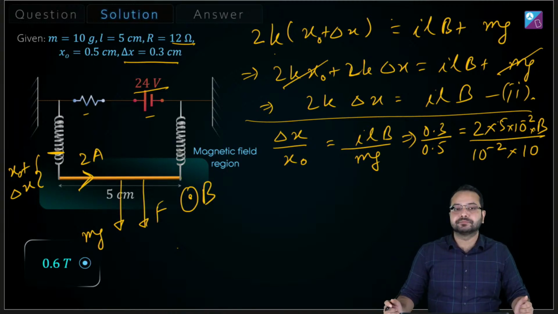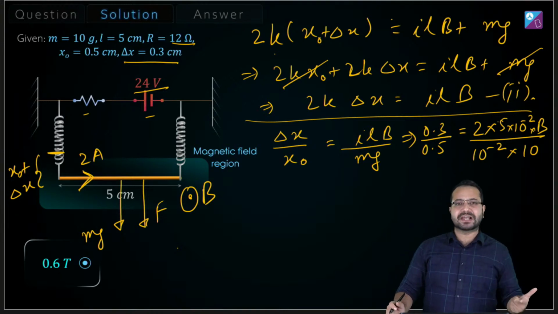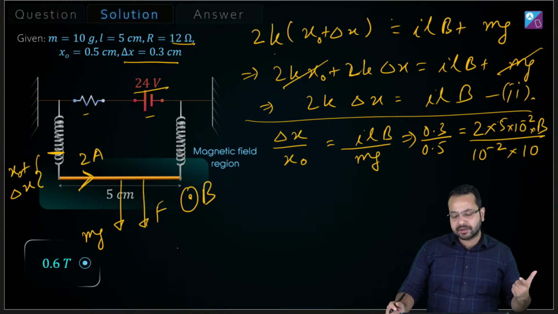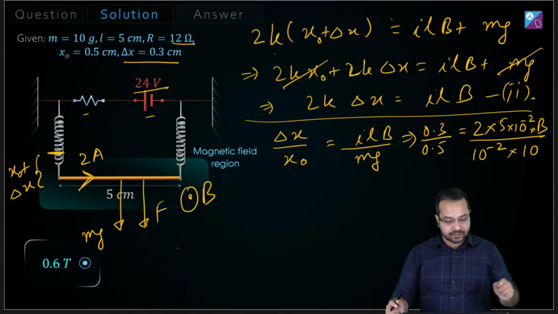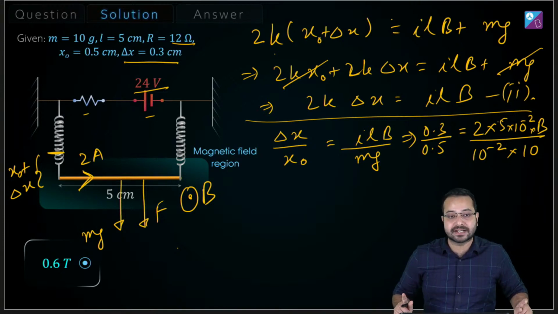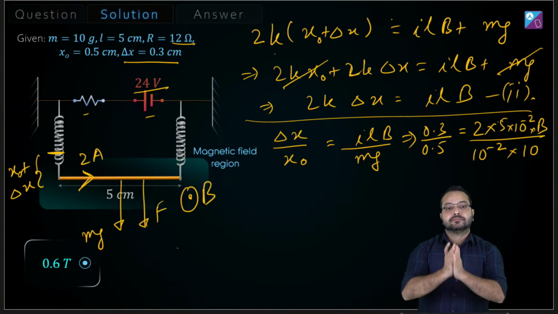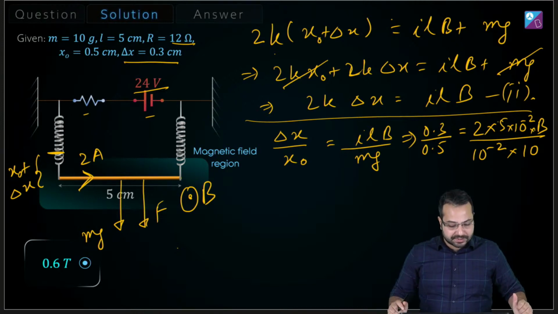Is that clear? Okay. So we calculated the first equation from the first equilibrium condition. We calculated the second equation from the second equilibrium condition. We divided the equations and then we found out the value of the magnetic field. It is going to be 0.6 Tesla and it is going to come out of the plane of the screen. Is that correct? Is that clear? Okay, so I hope it's clear.